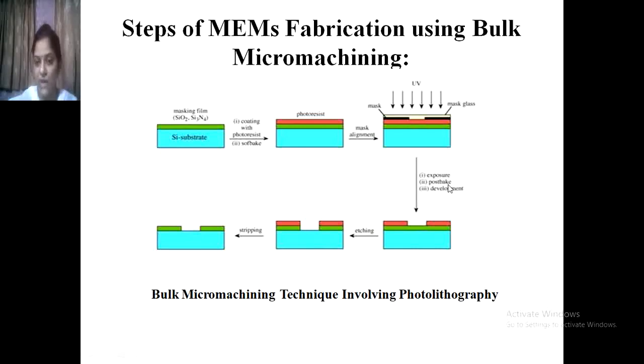Due to that, there is exposure, then development of that layer as well as the removal of it. So here this type of shape is formed. After that we have to etch the masking film. After removing this, you will get the final bulk micromachining structure, which is photolithography.